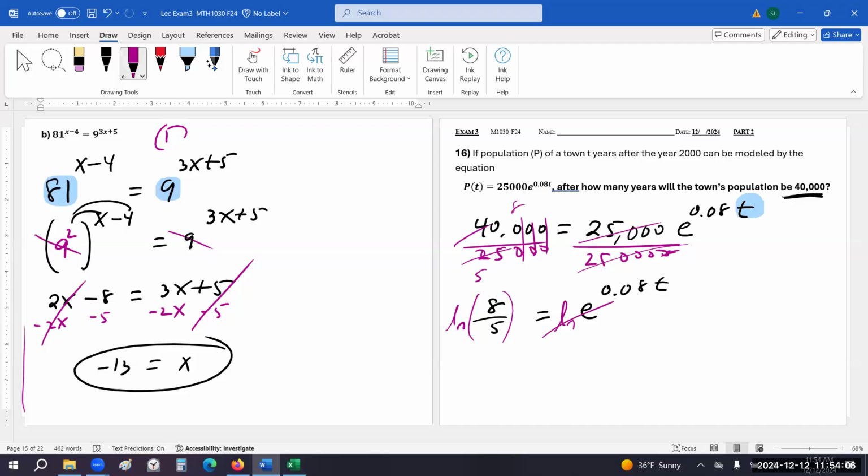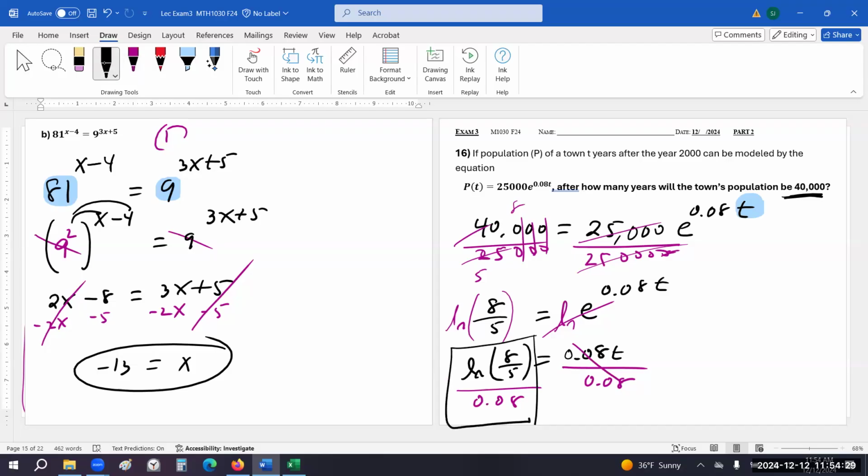So they cancel out. We have 0.080t equals ln of 8 over 5. Make sure you have 8 over 5 inside a parenthesis, otherwise you get a different answer. So we divide by the coefficient and whatever we have, that's the answer. 5.8, right? Yeah, 5.8, something like that.